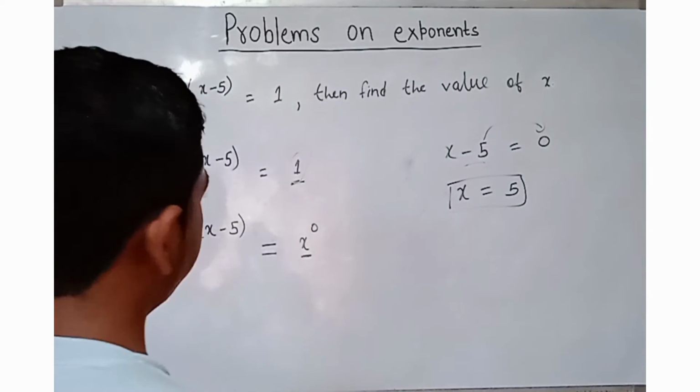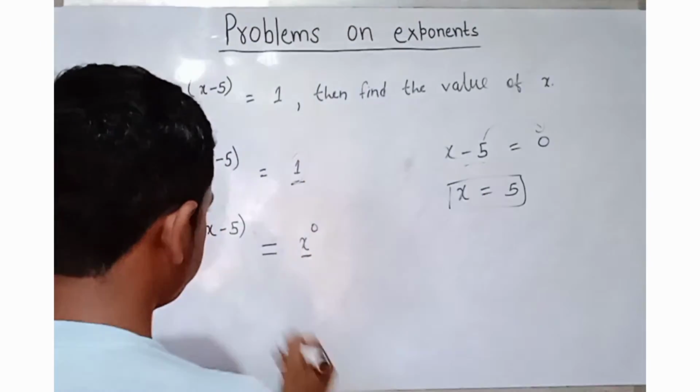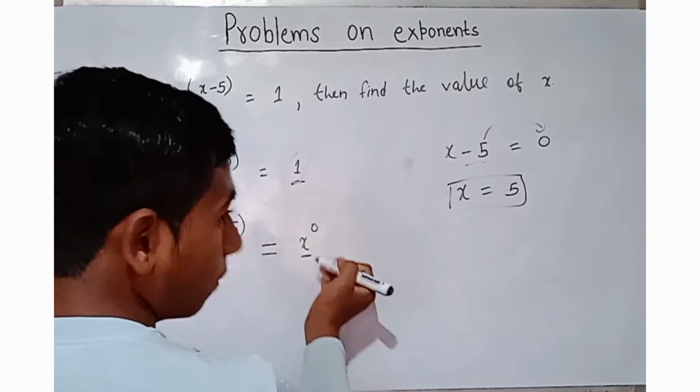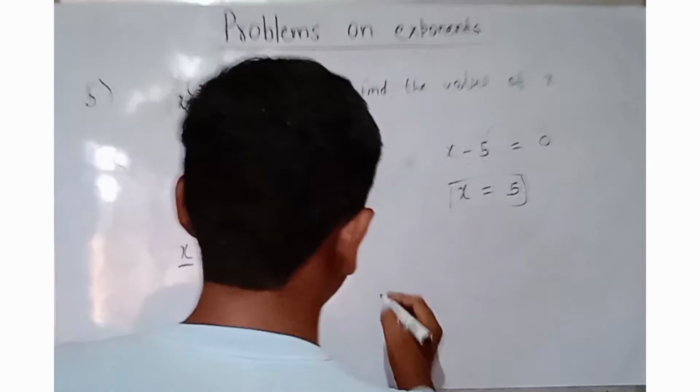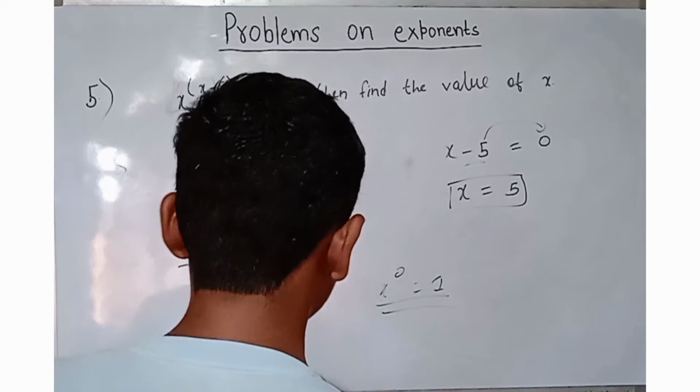See how we have found the value of x by using two laws. First is, when the bases are same with an equality sign, then the powers will be equal. And the second was x power 0 will be 1. Firstly, we have used it.